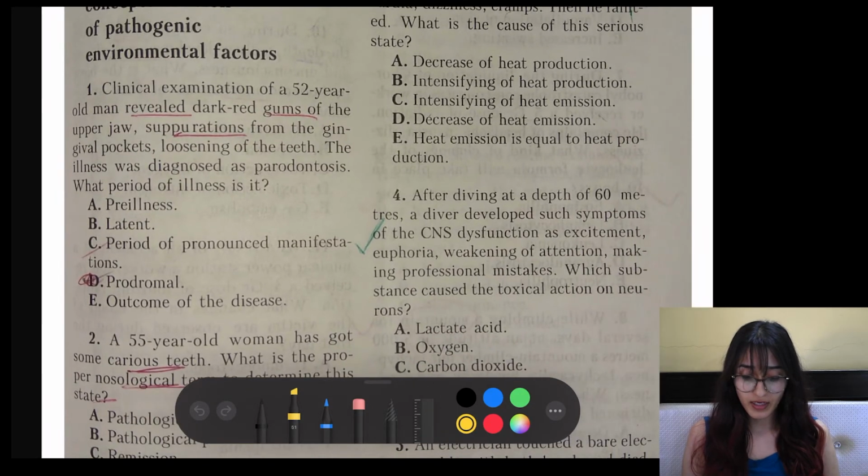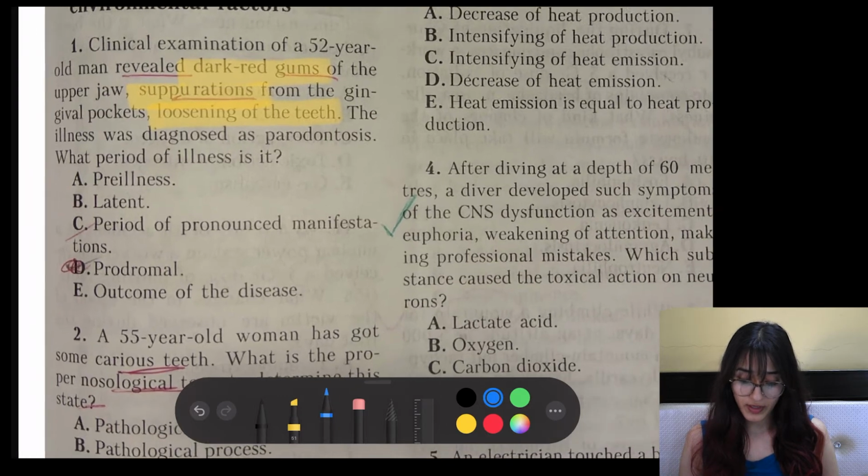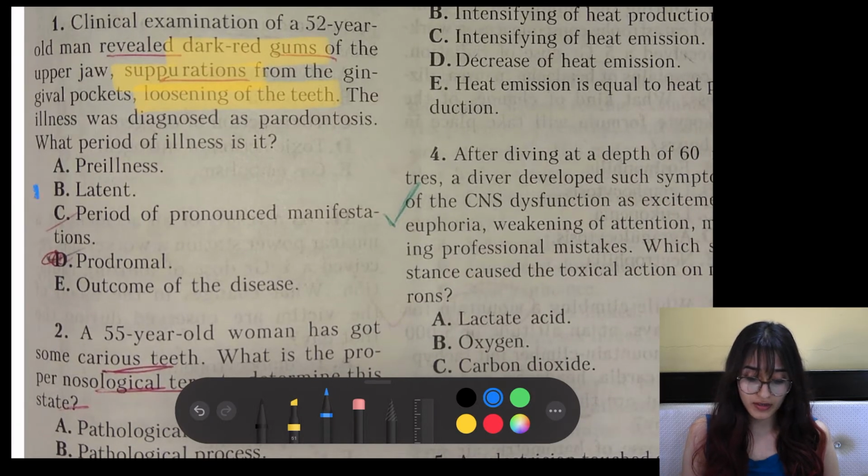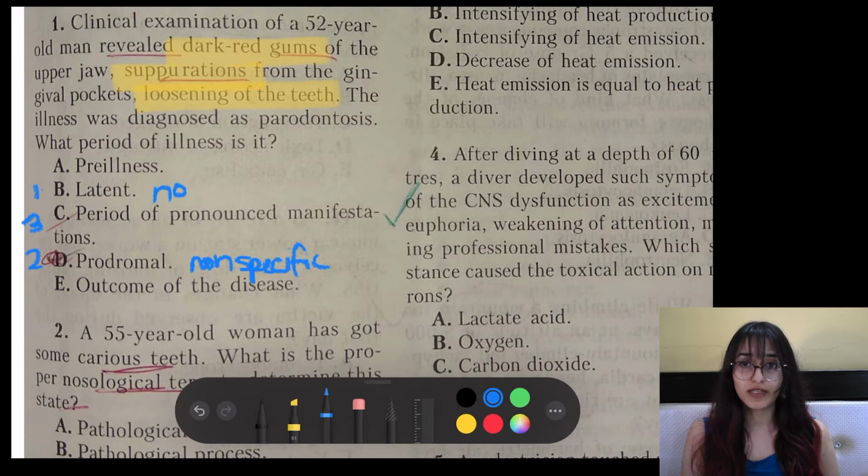Question number 1. A clinical examination of a 52-year-old man revealed dark red gums, suppurations from the gingival pockets and loosening of teeth, and it was diagnosed as parodontosis. So any period of illness will have a latent period in which there are no clinical symptoms. The second one would be the prodromal period where there will be non-specific symptoms like nausea, vomiting or fever. These are all very non-specific. And then will be the period of pronounced manifestation where specific symptoms will appear.